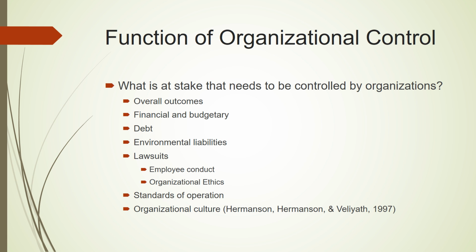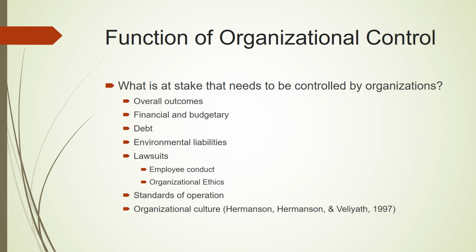So let's look at the function of organizational control. What is at stake that needs to be controlled by organizations? Now, this is not a comprehensive list, but just a few. Of course, we mentioned overall outcomes, and as Schindler demonstrated, fiscal and budgetary control measures need to be put into place. Debt is an issue within many organizations. In fact, at our most recent presidential election, much of the debate centered around the federal deficit and how that was going to be controlled by the next president.